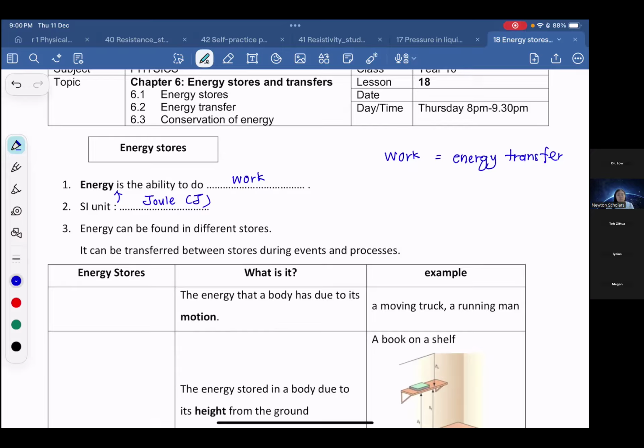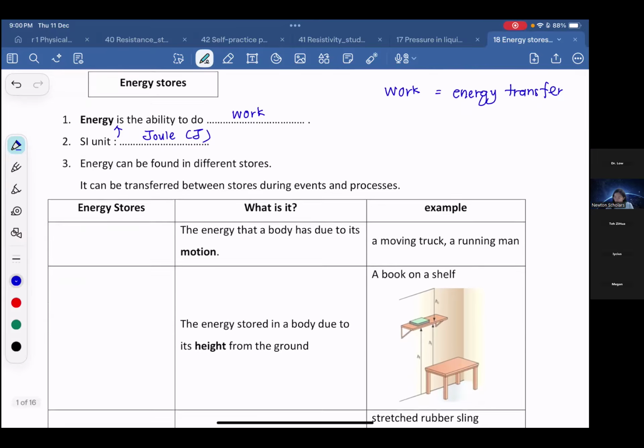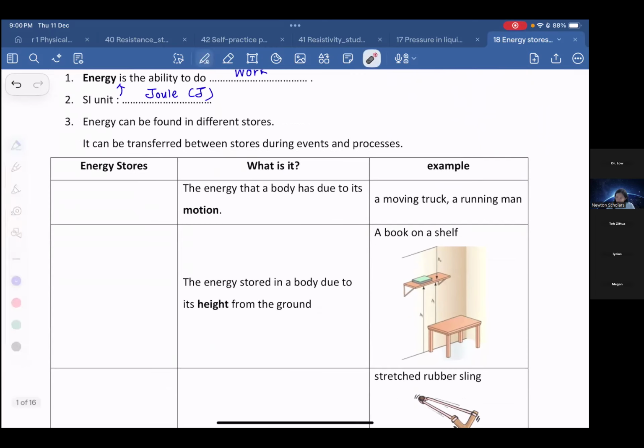Okay, energy can be found in different stores. It can be transferred between the stores during events or during a process. Here, what kinds of energy store do we have? Energy that a body has due to its motion. When you are running, moving, whatever, what kind of energy store? Hey, this one is easy.